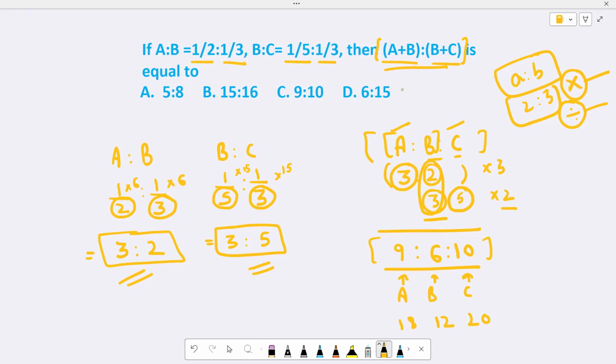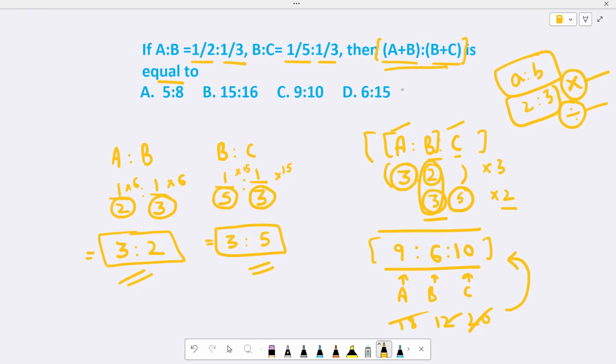Again, because we multiplied all these numbers just by 2. If we cancel them by 2, we again get the same ratio. That is the whole point of ratio. We have been discussing this particular point since long. So the same case is here. And now the question is asking, then A plus B ratio B plus C is equal to.